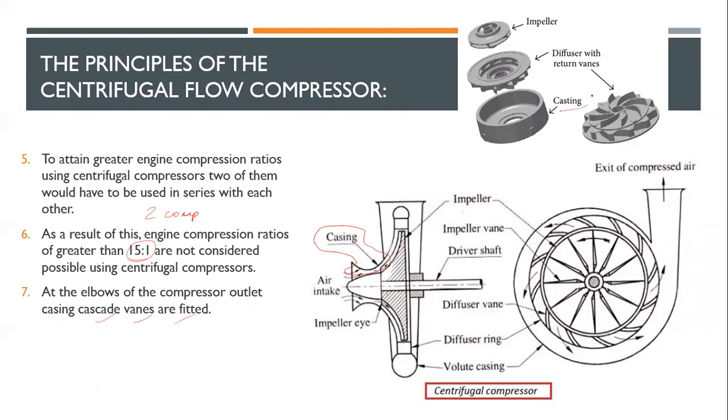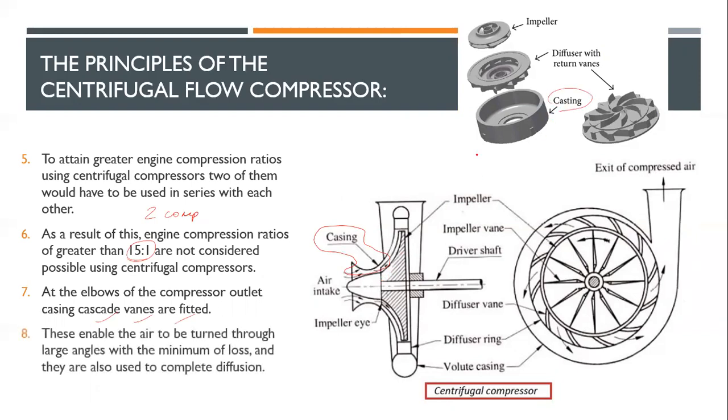You can see this is the casting of the casing. These enable the air to turn through the large angles with a minimum loss. They are also used to complete the diffusion. Okay, as I told you, they are the ones which are keeping the air inside also. So these are just the points which can also be asked in the exams.